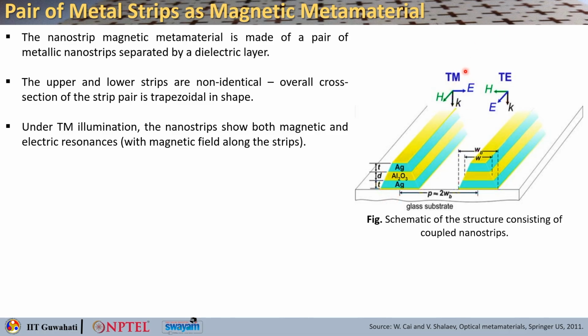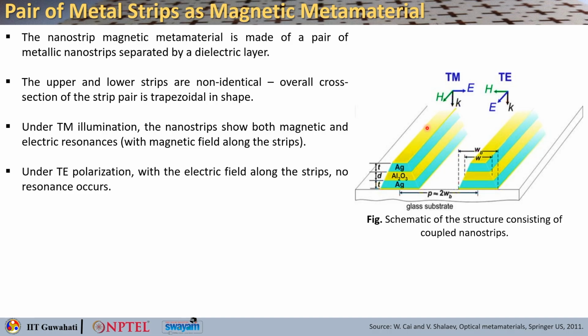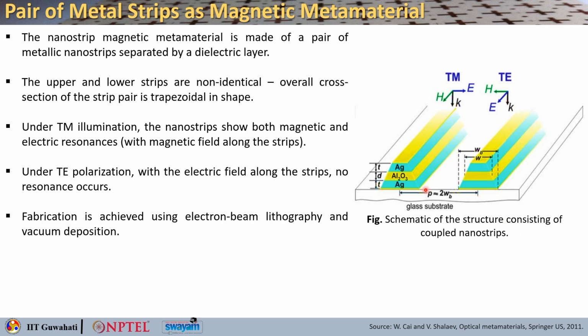Under TM illumination, you will see that the nanostrips show both magnetic and electric resonance, and the magnetic field is basically along the strip. But under TE polarization, you will see only the electric field is along the strip, and no resonance occurs in this particular case. Now, fabrication of such nanostrips is achieved typically using electron beam lithography and vacuum deposition.